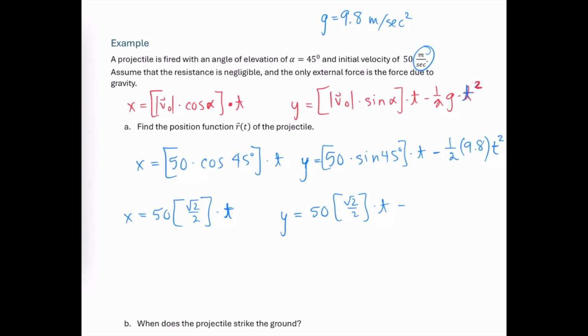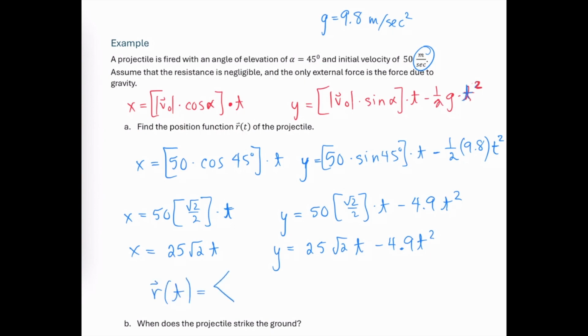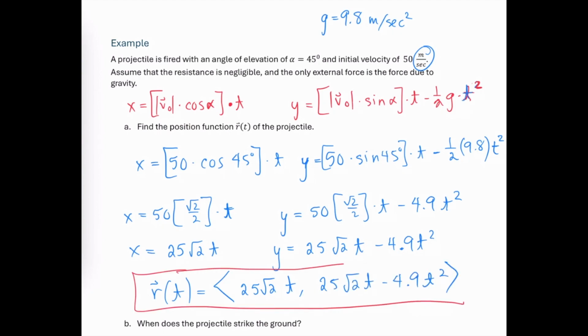Minus 1/2 times 9.8 is going to be 4.9, and then we have t squared. Continuing to simplify, this gives us 25√2 times t as my x parametric equation, and 25√2 times t minus 4.9t squared as my y parametric equation. So we can turn these two parametric equations into a vector function where the x component is the x parametric equation and the y component is the y parametric equation, and this would be the answer to part A.